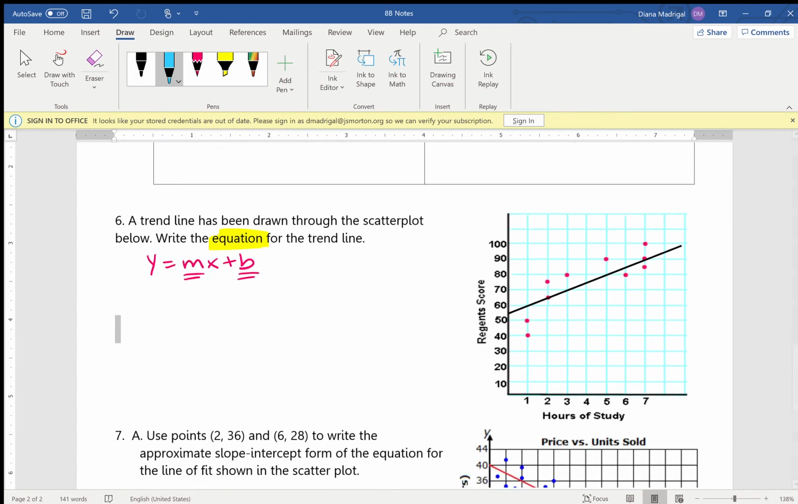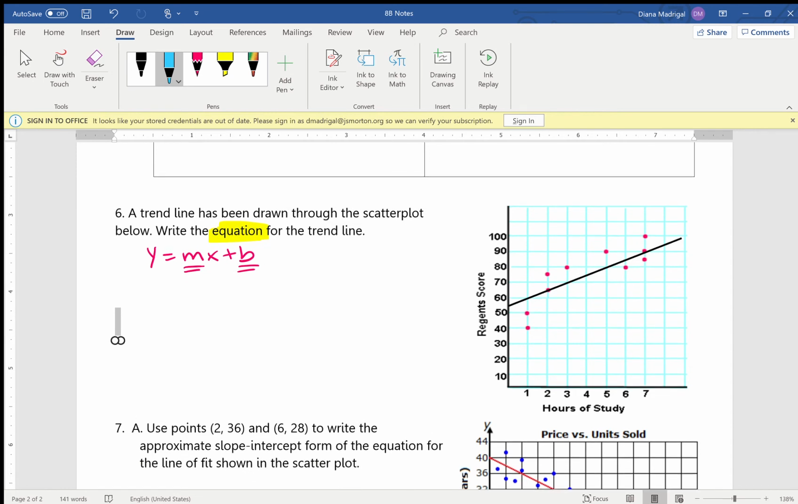Okay, so here we go. It says a trend line has been drawn through the scatter plot below. Write the equation for the trend line. All right, so for this one, you have scatter plots all over the place, but we can draw a best fit line through the middle, and we need to find the equation of that line. That means I need 2 points on that line.